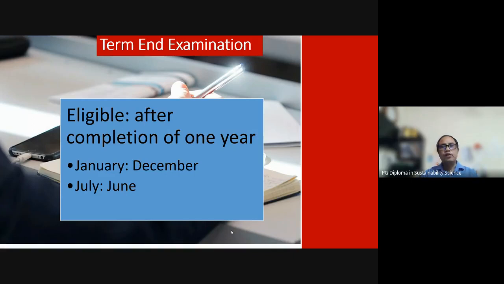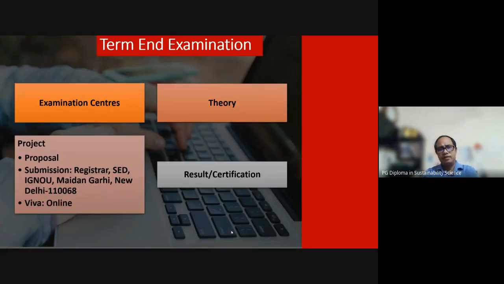Examination. It is not semester based, it is annual based. So you are eligible to appear for the examination after completion of 1 year. Since you are the January session, you are eligible to appear for the examination in December this year, right? And the flexibility is 3 years. You can complete within 3 years from your batch. Examination centers: you can take the examination anywhere in India from the listed centers provided by the university at the time of online examination form submission. And the examination is for theory, as I told you.